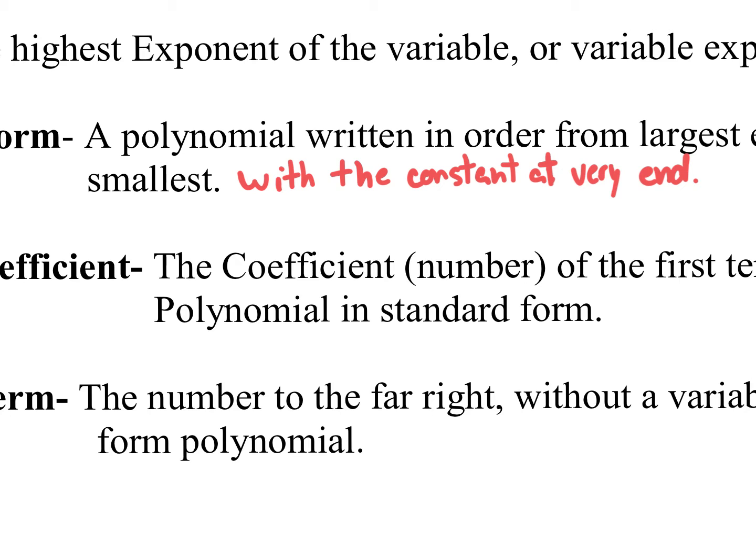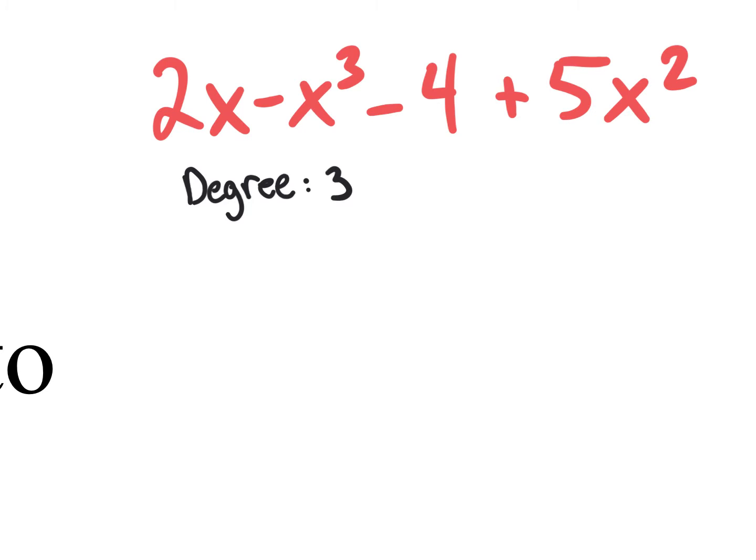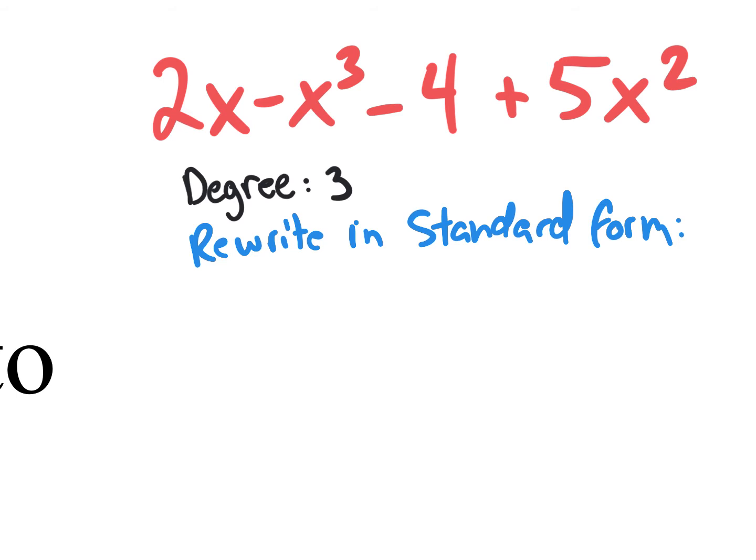Anyway, let's go back to the problem that we just jotted down, and let's rewrite it in standard form. So here's the problem, and how am I going to ask it? I'm going to ask rewrite in standard form. That's going to be the question on the homework tonight. It's going to be the question on the test next week. And again, it's like a free point. All you got to do is organize it, highest exponent down to the smallest with the constant at the very end. So what's the first term I should write?